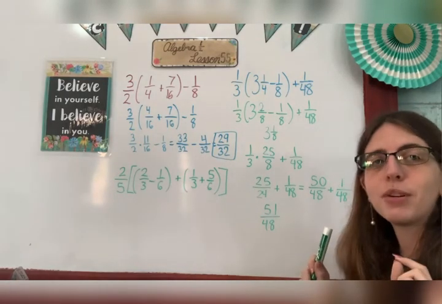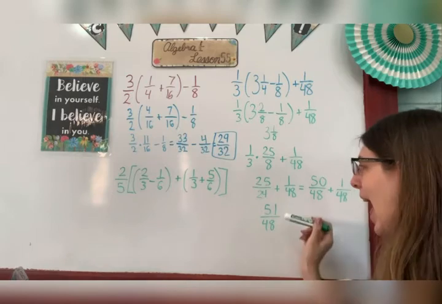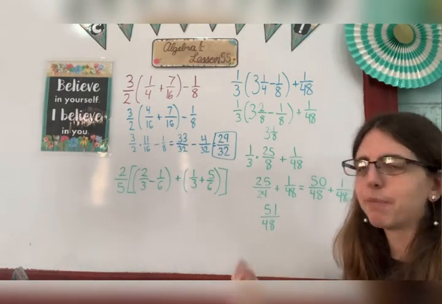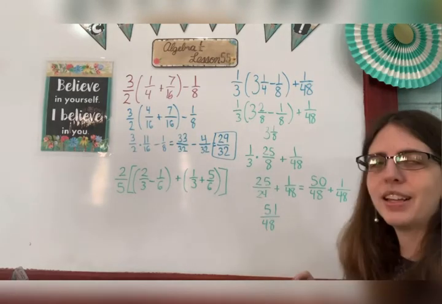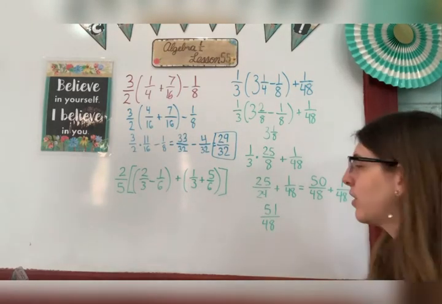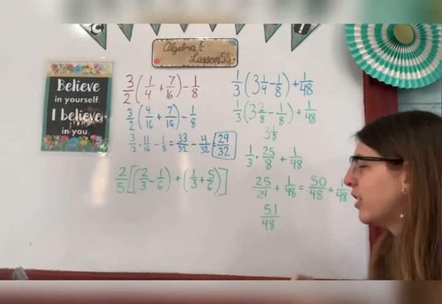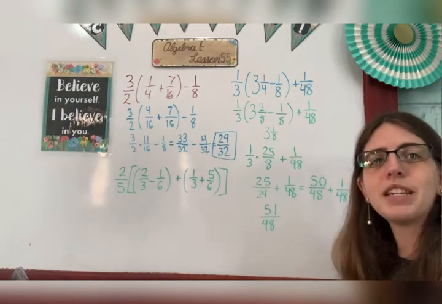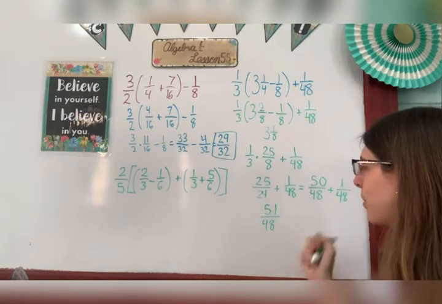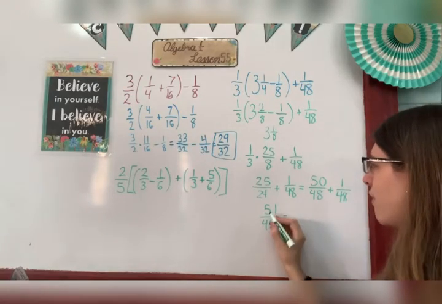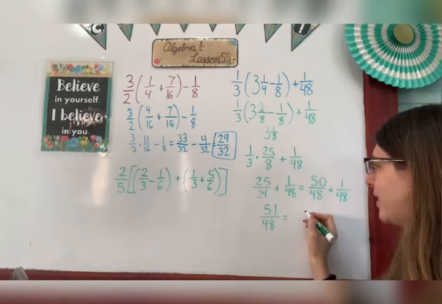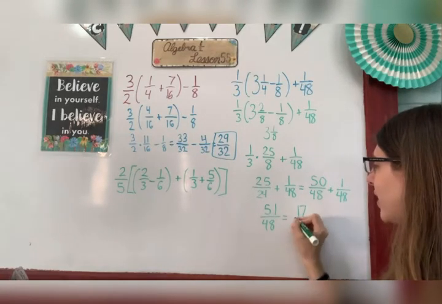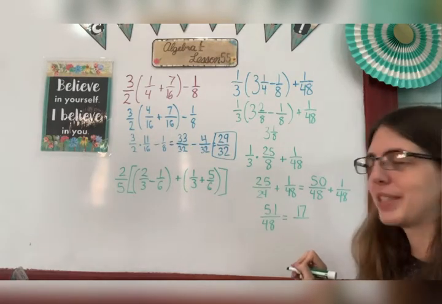All right, I know a number is divisible by 3 if when I add up the digits, their sum is divisible by 3. Well, 5 plus 1 is 6. That's divisible by 3, so yes. 4 plus 8 is 12. That's divisible by 3. So both of these numbers can be divided by 3. So I'm going to use that to reduce it. 51 divided by 3 is, well, we're just going to go ahead and tell you it's 17 for time's sake.